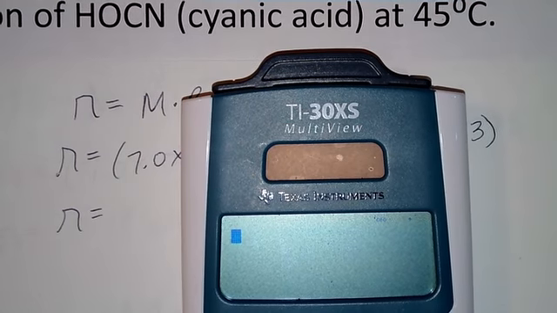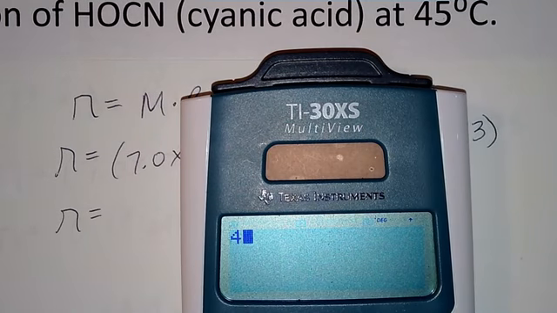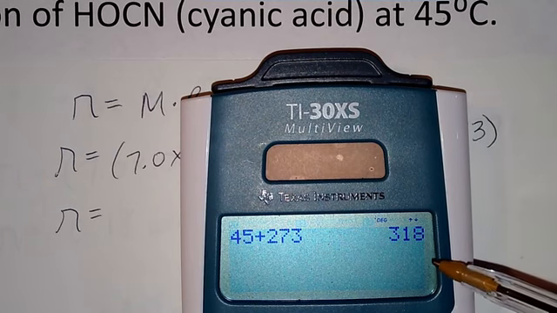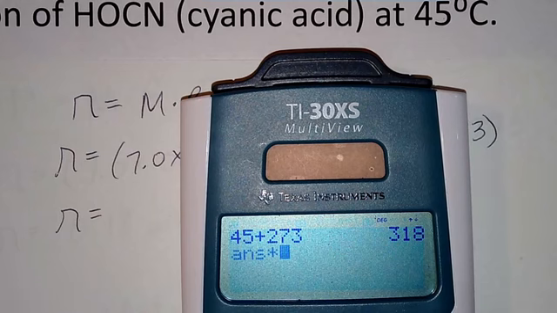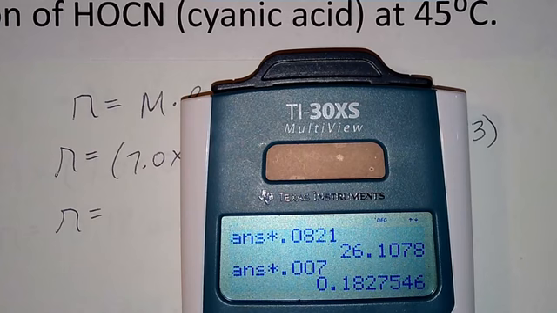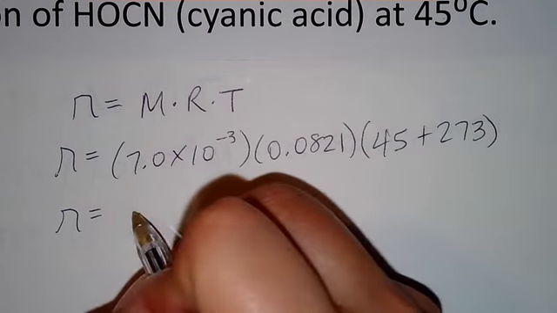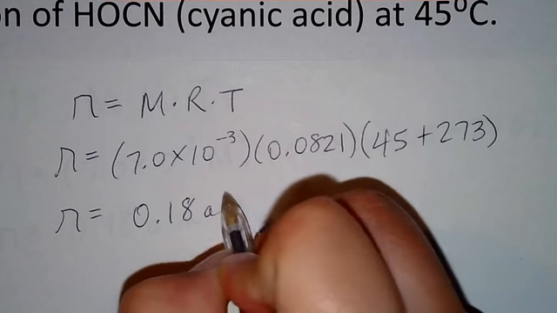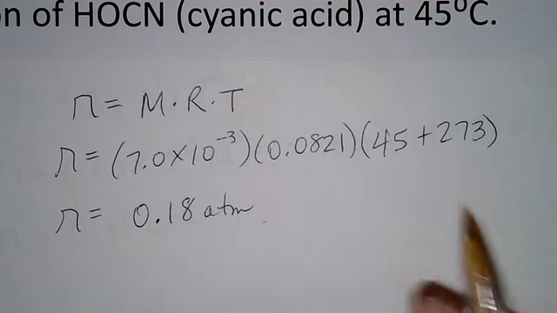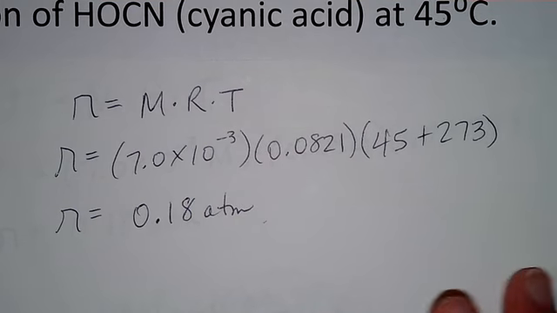Alright, so 45 plus our 273, so our new temperature is 318 Kelvin, times our R value, times our molarity. So 0.18 atmospheres. So osmotic pressure is going to be measured in atmospheres due to the units of R.